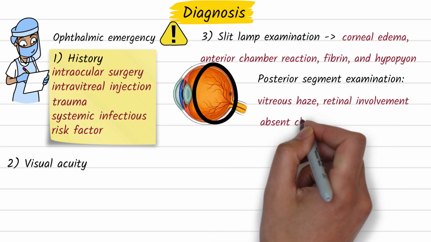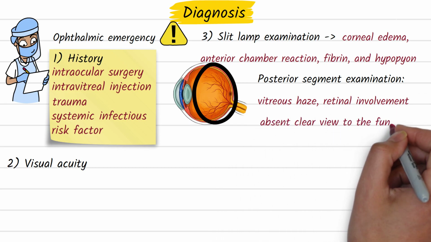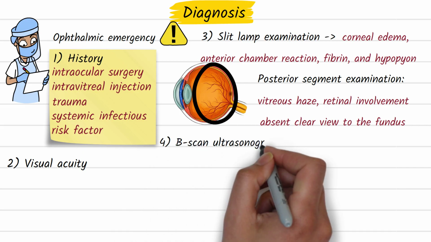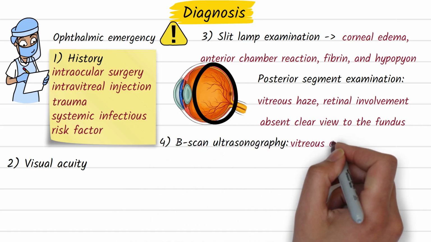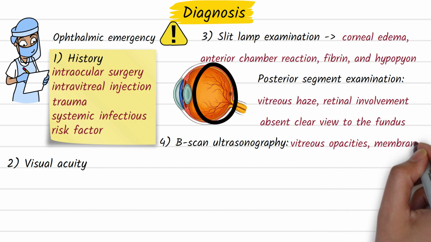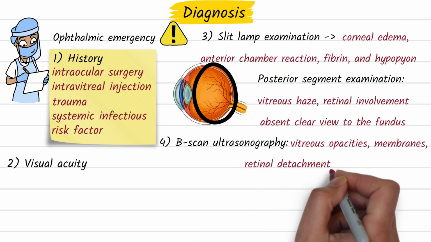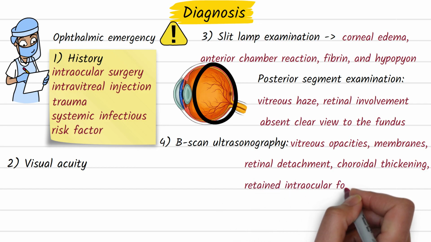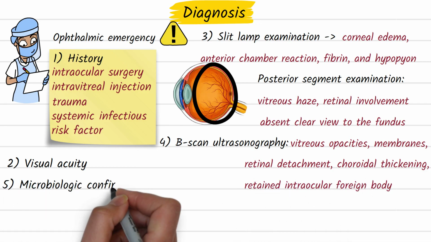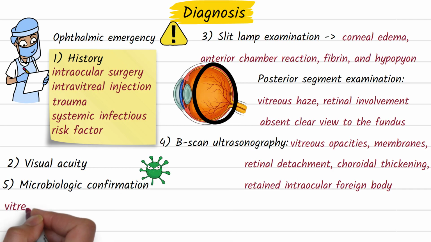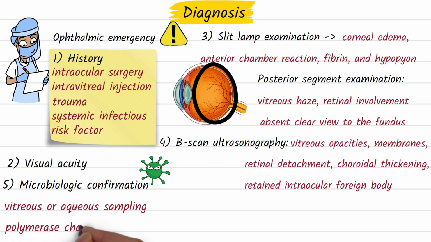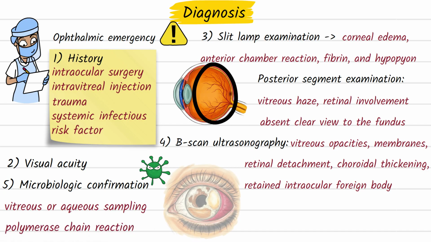If the posterior segment cannot be visualized because media opacity is too dense, B-scan ultrasonography is especially useful because it can reveal vitreous opacities, membranes, retinal detachment, choroidal thickening, or retained intraocular foreign body in trauma cases. Microbiologic confirmation is usually pursued with vitreous or aqueous sampling for smear and culture, and some centers also use molecular methods such as polymerase chain reaction to improve organism detection.